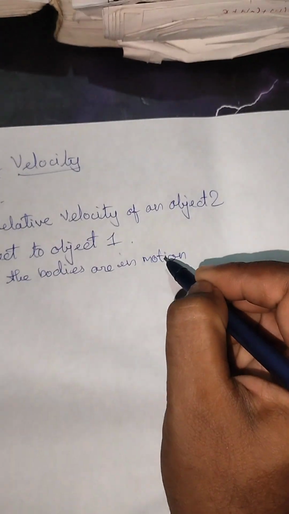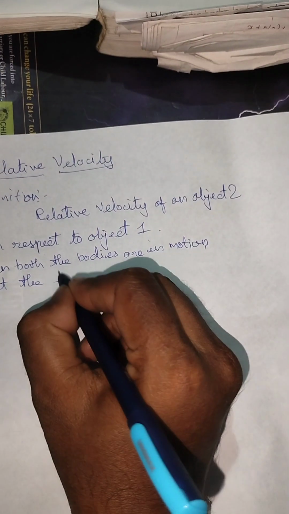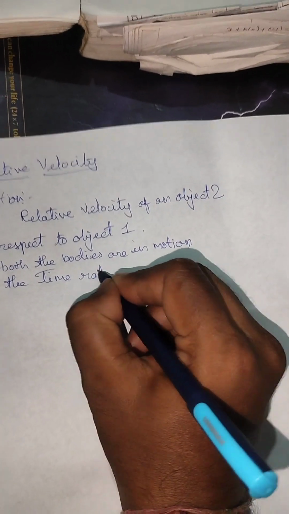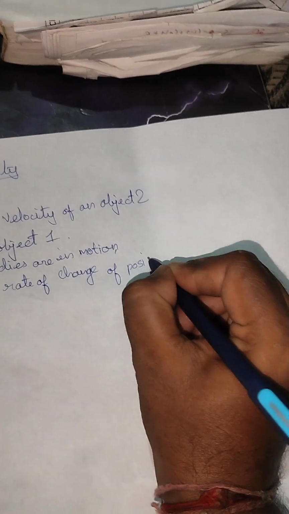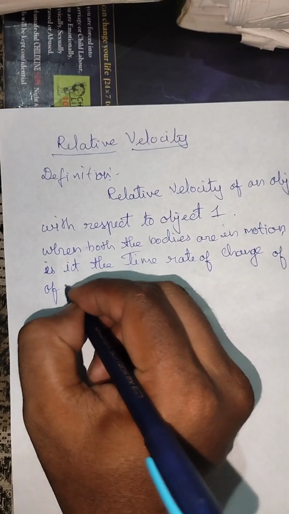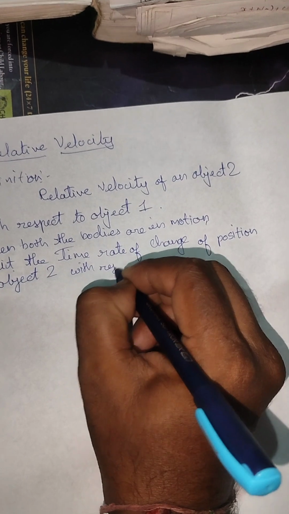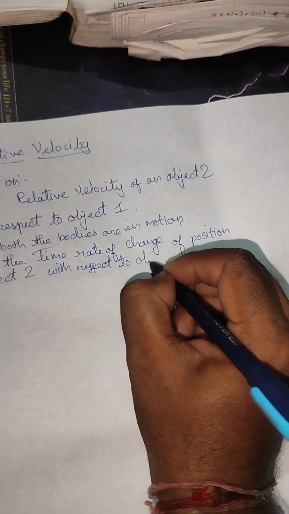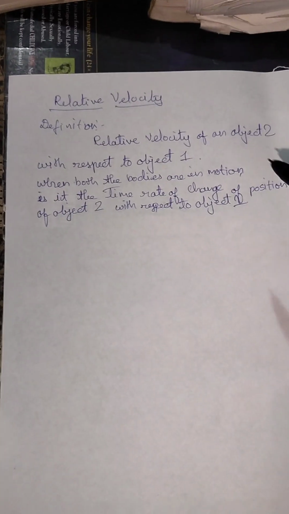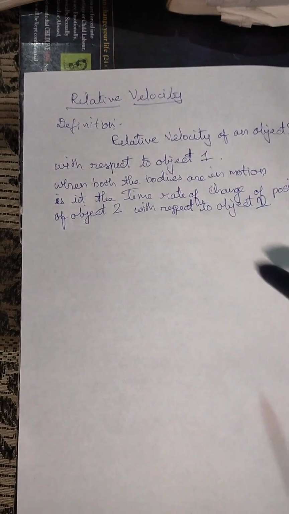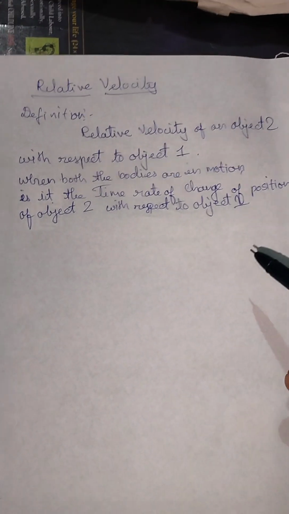When both the bodies are in motion, it is the time rate of change of position of object 2 with respect to object 1. So the definition of relative velocity of an object 2 with respect to object 1, when both the bodies are in motion, is the time rate of change of position of object 2 with respect to that of object 1.